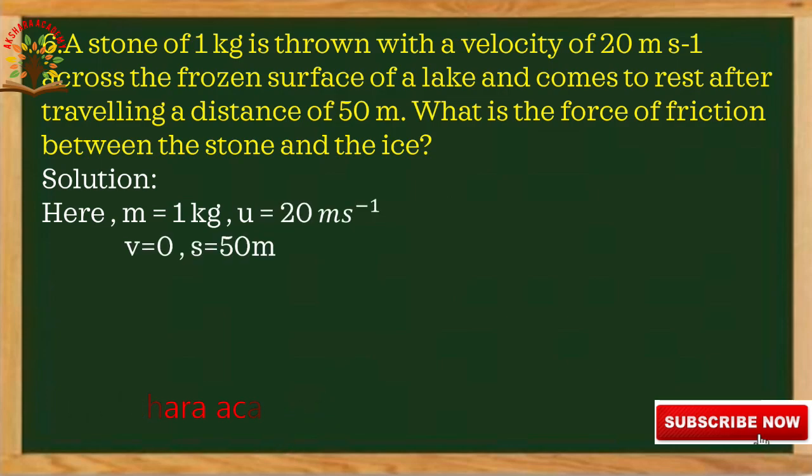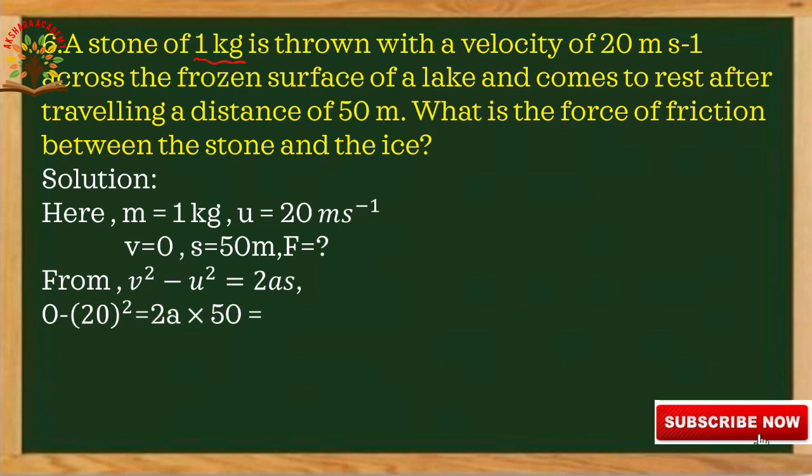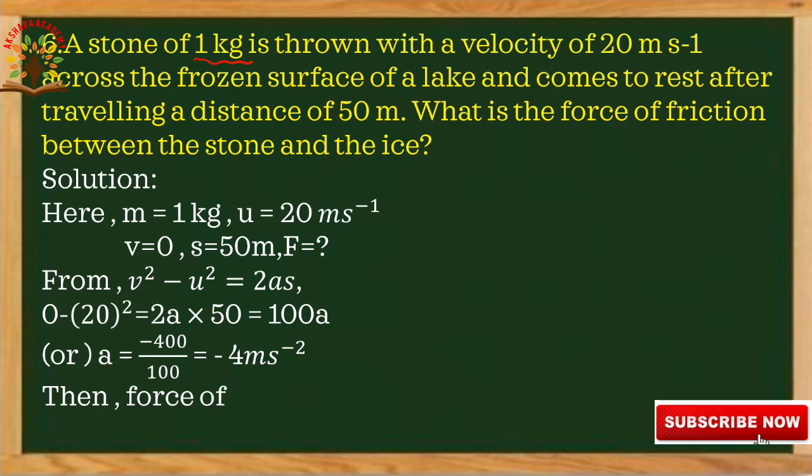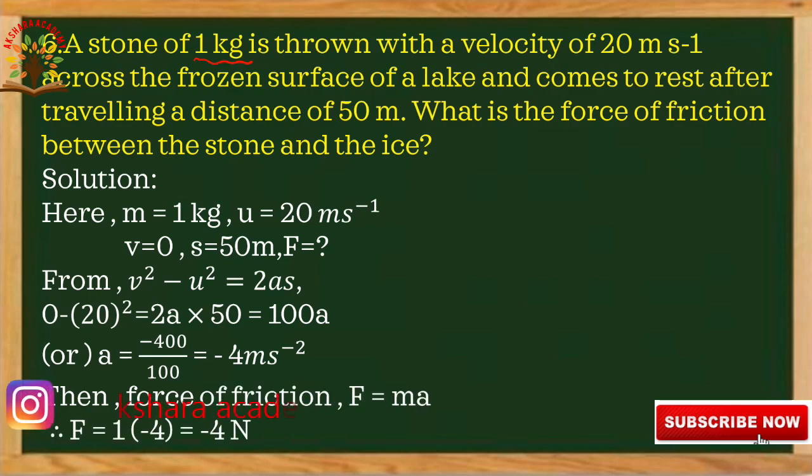Now let us go to the solution. Here they given m is equal to 1 kilogram and u is equal to 20 meters per second and v is equal to 0. Why is v equal to 0 here? It comes to rest, nothing but final velocity v is equal to 0, and s they given as 50 meters. You have to calculate the force of friction between the stone and the ice.